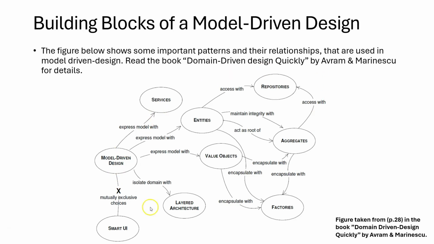The figure here shows some important patterns and their relationships that are used in model-driven design. So for example, if you want to do model-driven design, you can express a model with services, entities, value objects, and you can, for example, isolate a domain with layered architecture. I will not go into details about this, but if you want to learn more, I can recommend the book Domain-Driven Design Quickly.